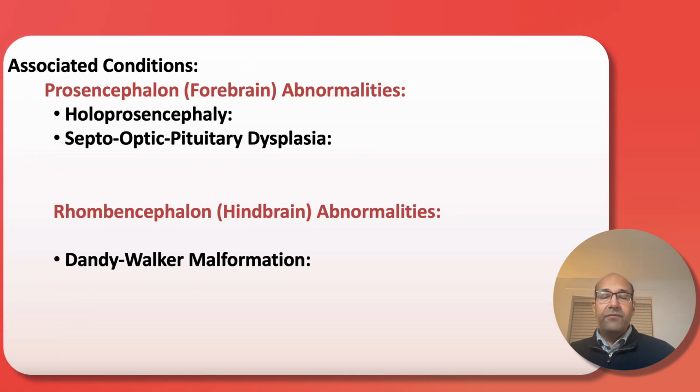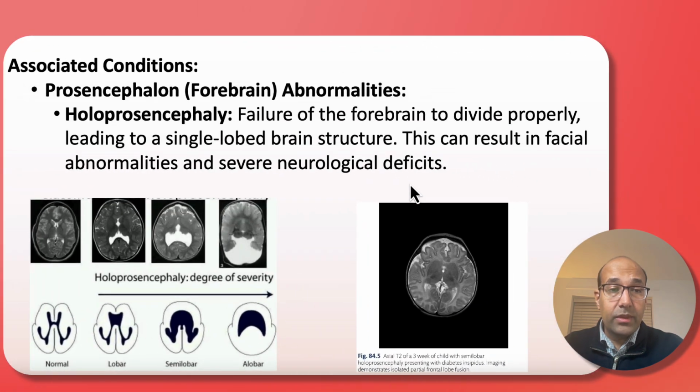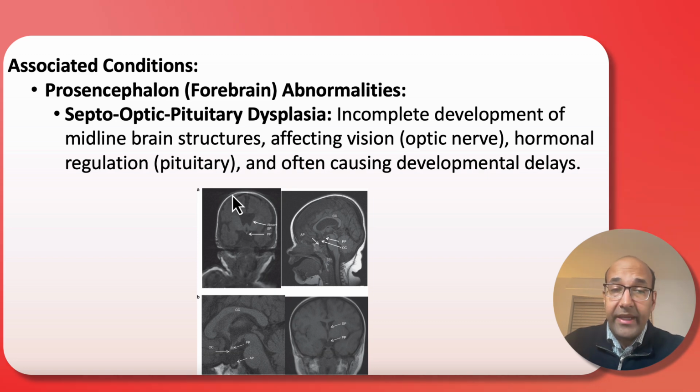So what will happen if something goes wrong at that stage? We will have 2 main conditions: prosencephaly and rhombencephaly, which are more clinically relevant and relevant in the exams. Holoprosencephaly is a forebrain abnormality, meaning failure of the forebrain to divide, resulting in a single lobed brain structure, facial abnormalities, and severe neurological deficits. Another forebrain abnormality is septo-optic pituitary dysplasia, meaning incomplete development of the midline brain structures, affecting the vision, pituitary hormones, and also causing developmental delay.